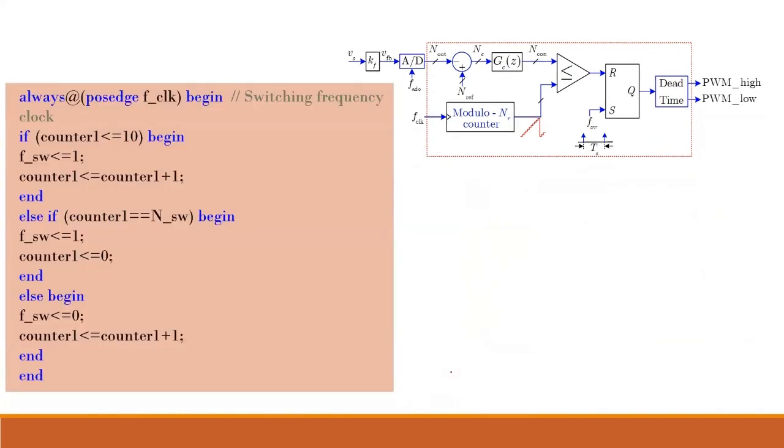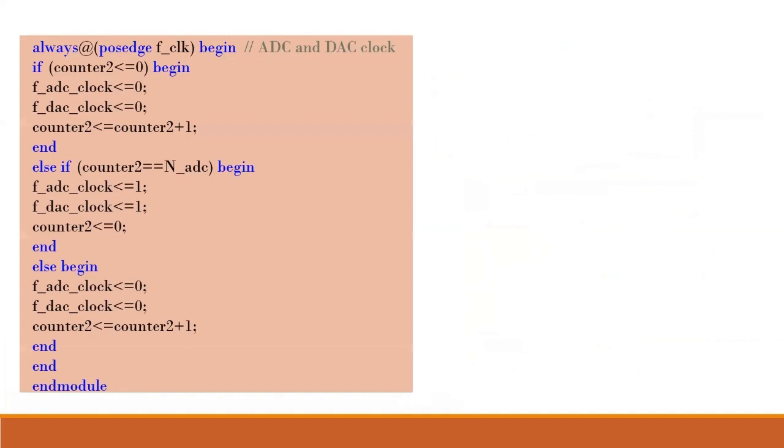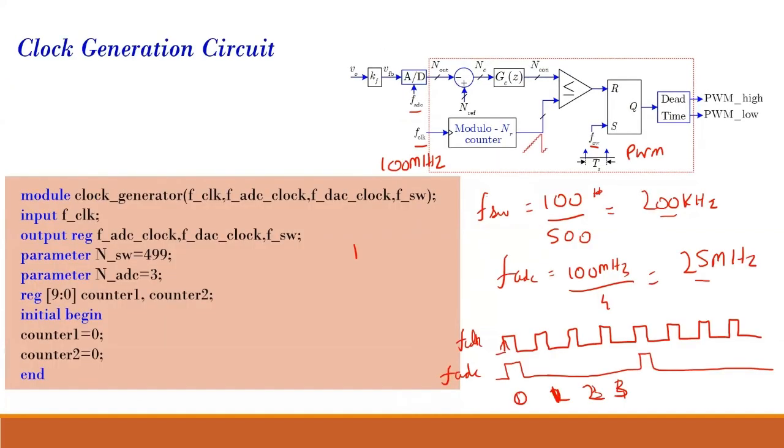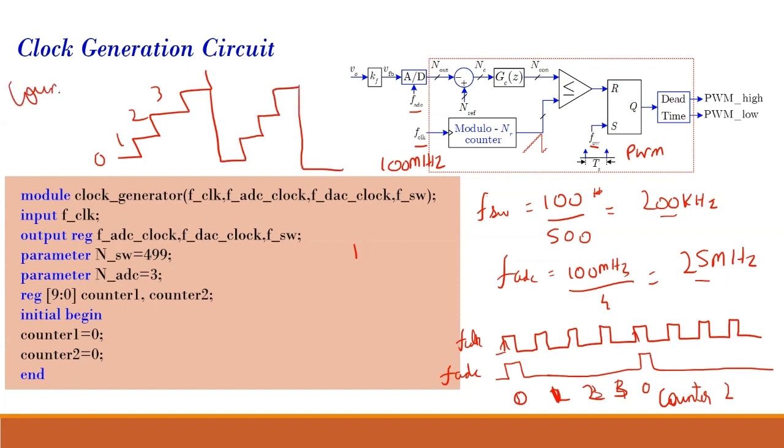So this is my counter 1, which is my specific frequency clock. Let us assume this is my counter 2. At this edge it is 0, next edge it is 1, next edge it is 2, next edge it is 3. And again at this edge it gets reset to 0. So it is a counter which has maximum value 3. This is 0, 1, 2, 3, and again goes back to 0, 1, 2, 3. So this is my counter 2, which is used for generating the clock signals to my ADC.